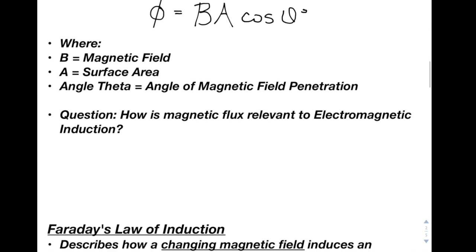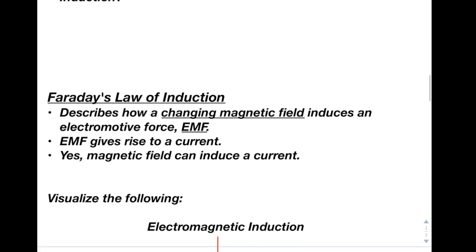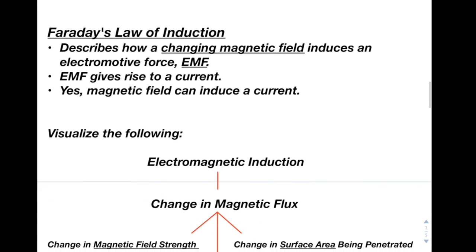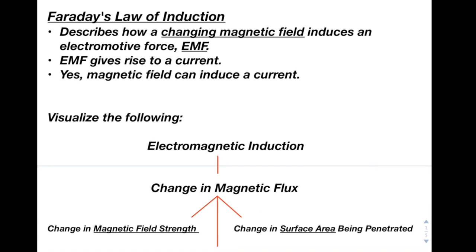And this was postulated by Faraday. So in Faraday's law of induction, we see how a changing magnetic field induces an electromotive force, or EMF. And this electromotive force will give rise to a current. So the answer to the question earlier is yes, a magnetic field can induce a current. So both of these are true. A current can produce a magnetic field, and a magnetic field can produce a current.